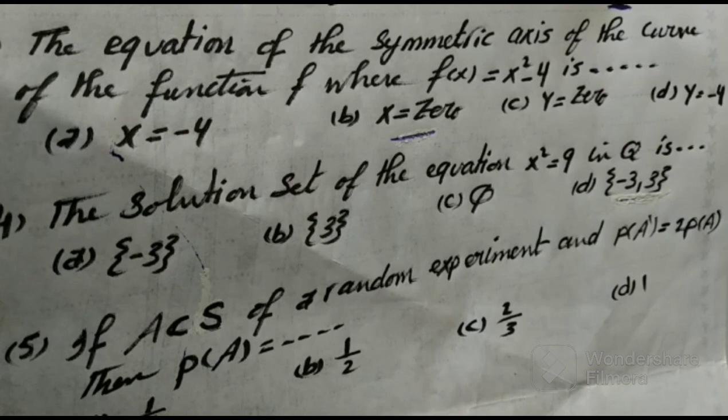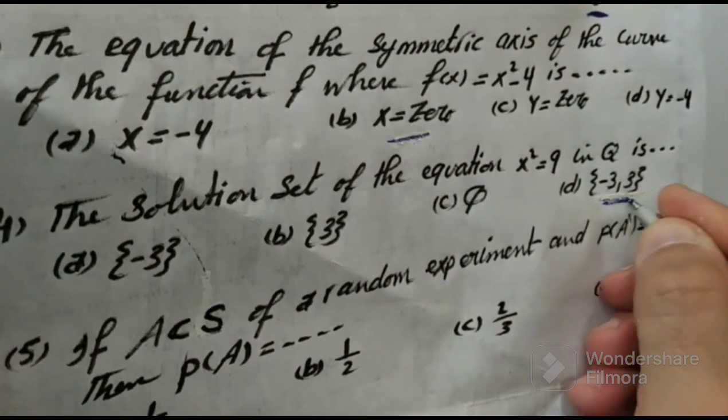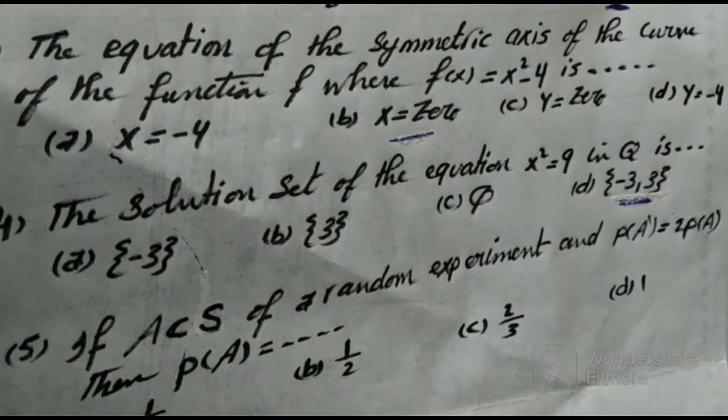Another solution: we put 9 on the other side by changing the sign. X squared minus 9 equals 0, and factorize it: x minus 3 and x plus 3, so x equals 3 or x equals negative 3, and the choice is negative 3 or 3. Another question.